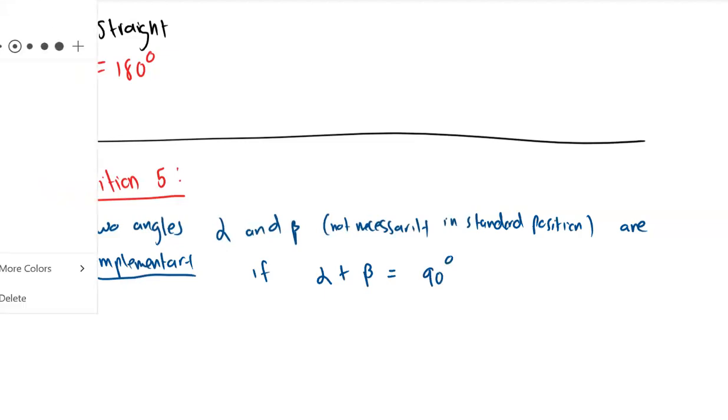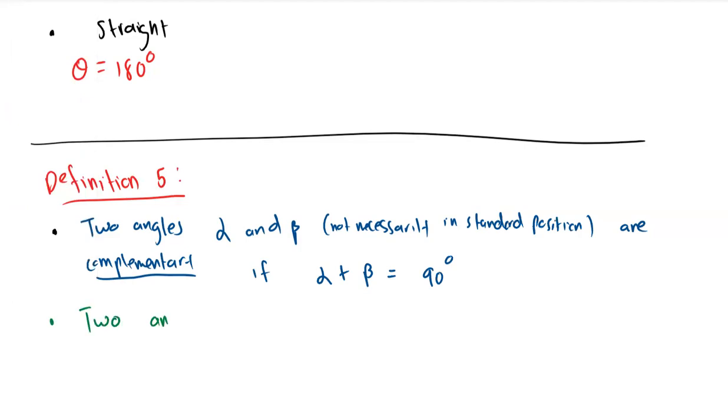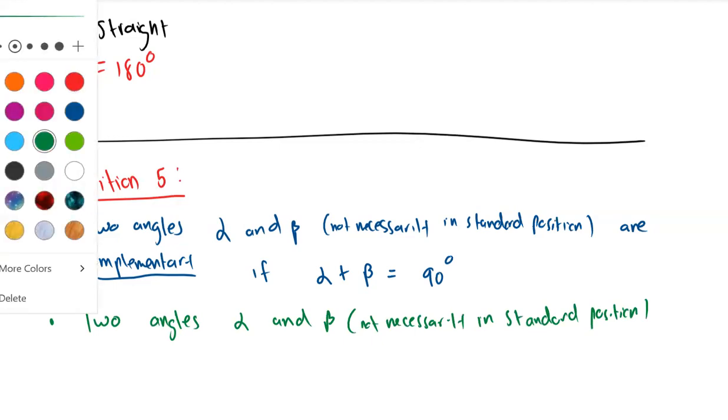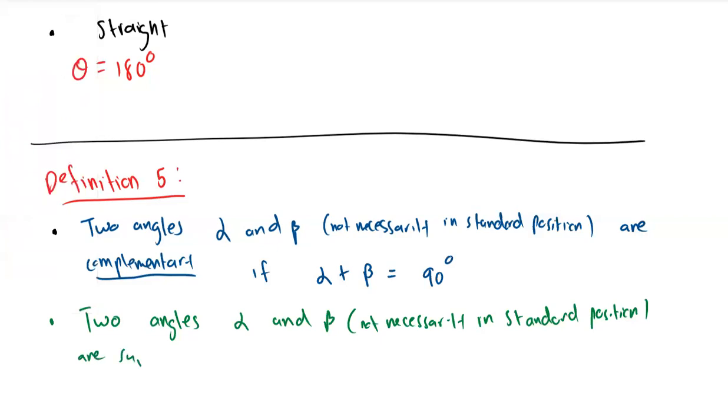And then similarly, two angles, let's give the names again, alpha and beta, again not necessarily in standard position, are called supplementary if their angle measurements add up to 180 degrees.